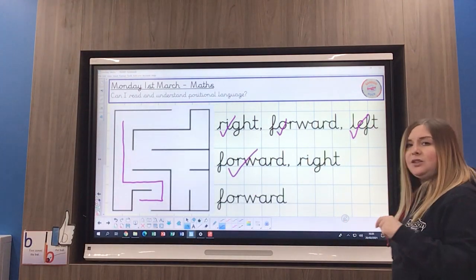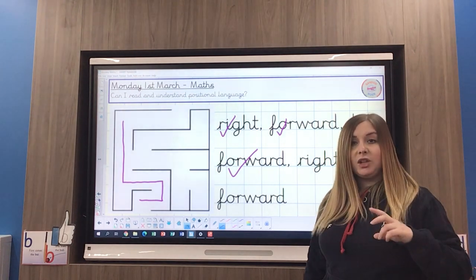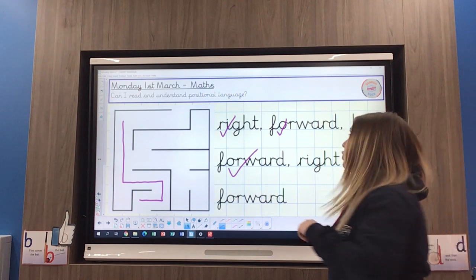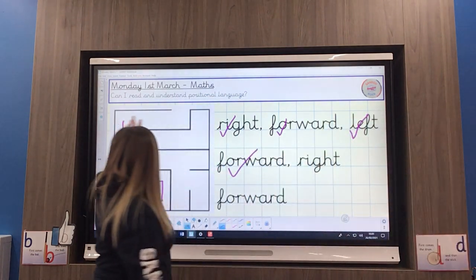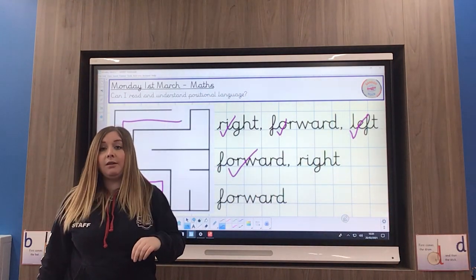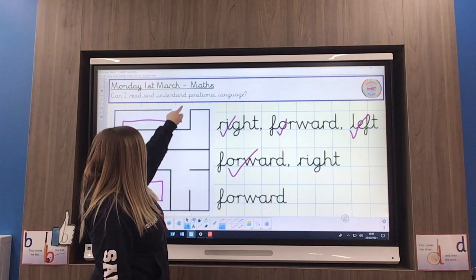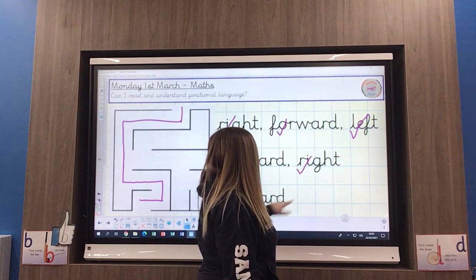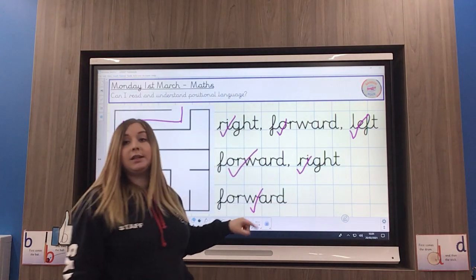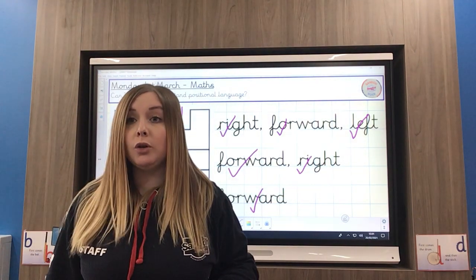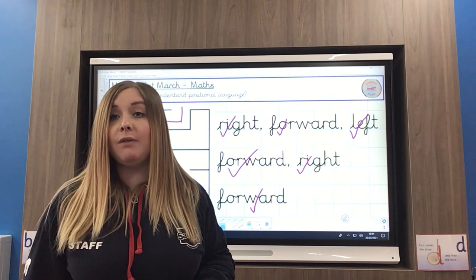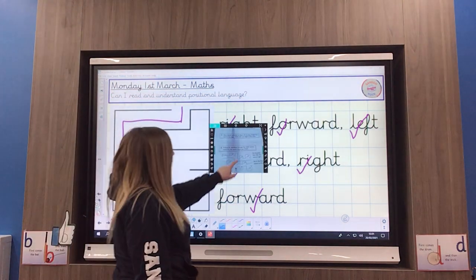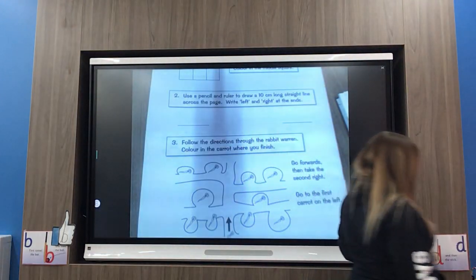What's my next instruction, Year 4? Which direction have I got to go in next? Okay, so I've got to go right. And then I've got to go forward. So I followed some instructions that use positional language. They tell us the direction to travel in. And that's what your last question is asking you.